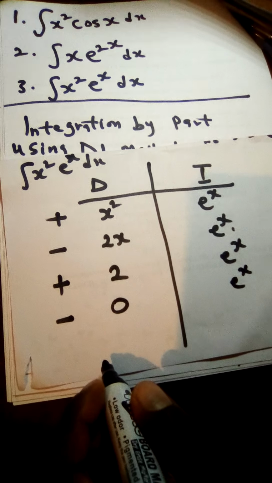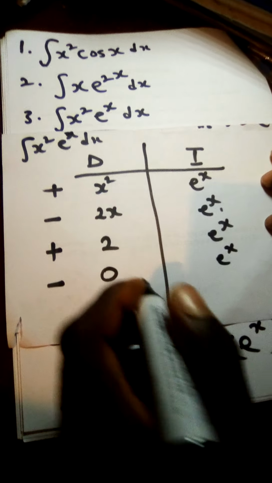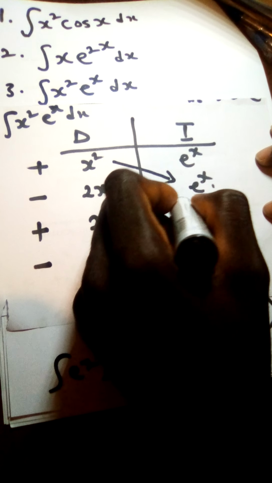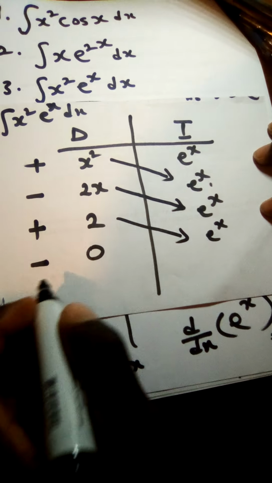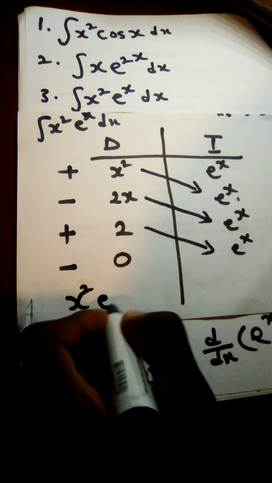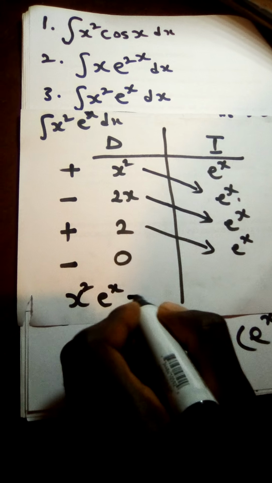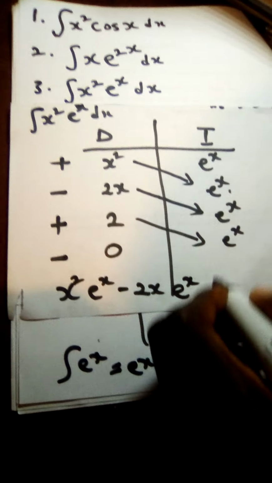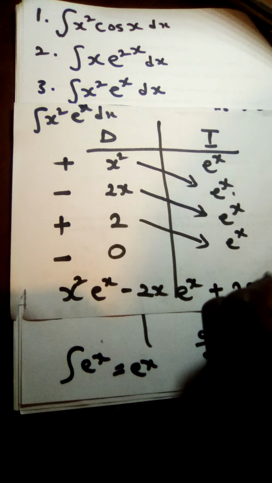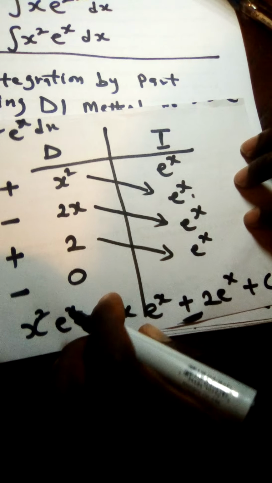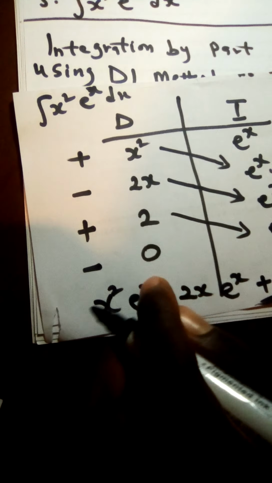The process has ended. Now we link our arrows. Don't forget to link your arrows. This to this, then this to this. That's the end. Then we connect them together: x squared exponential x minus 2x exponential x plus 2 exponential x plus c. That's our final answer. This is our final answer to the last question.